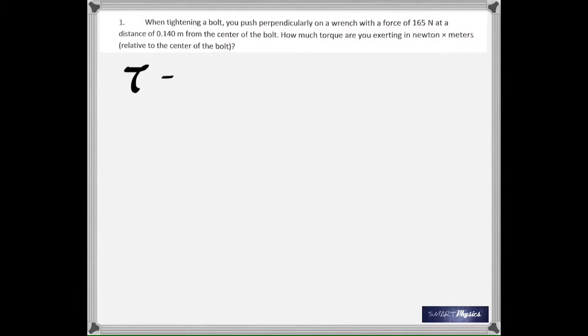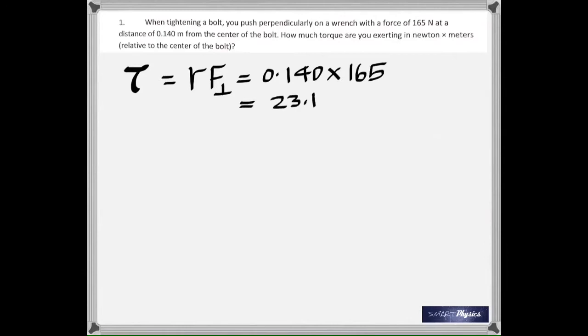The force here is given and the distance is given. Torque is actually the product of the perpendicular force multiplied by the distance, or the force multiplied by the perpendicular distance. In this case, the distance is 0.140 and the force is 165. So that gives 23.1 Newton meter.